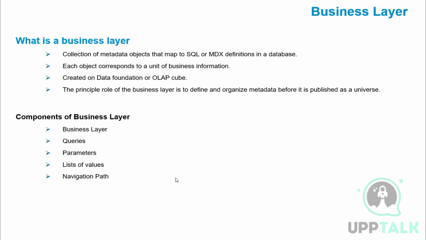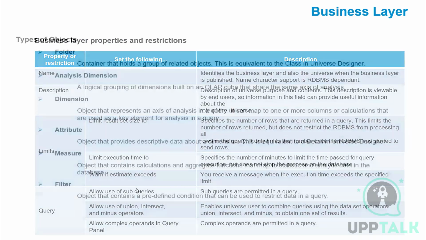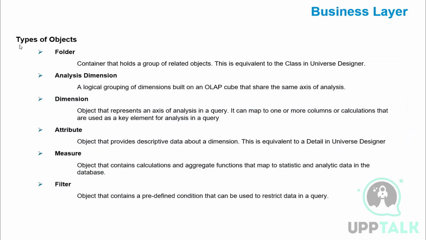List of values and parameters we already discussed. So these are the business layer properties and descriptions, like how we can limit the execution time and the result set size. These things we can set here at the properties level. These are the types of objects that we create in the business layer.